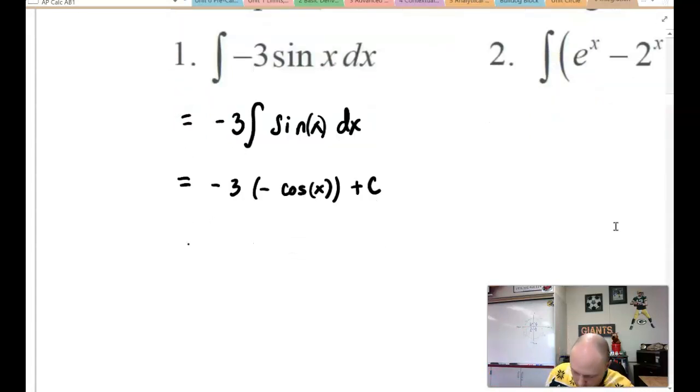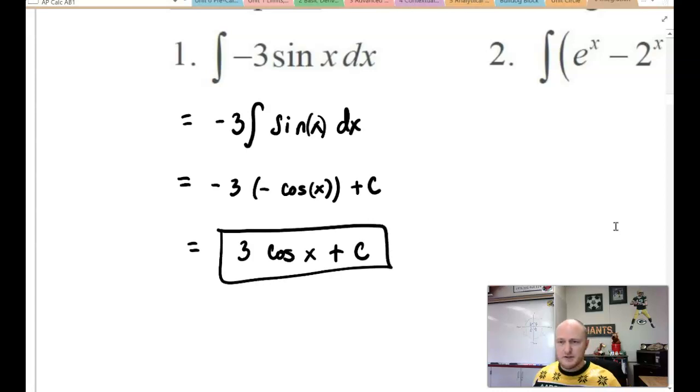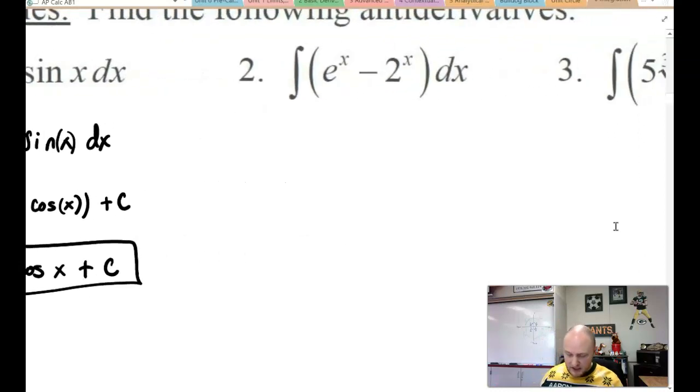Okay, so I'll distribute this out. The negatives cancel and we get 3 cosine of x plus c. There's our answer. Pretty straightforward, yeah? All right, here's number 2.